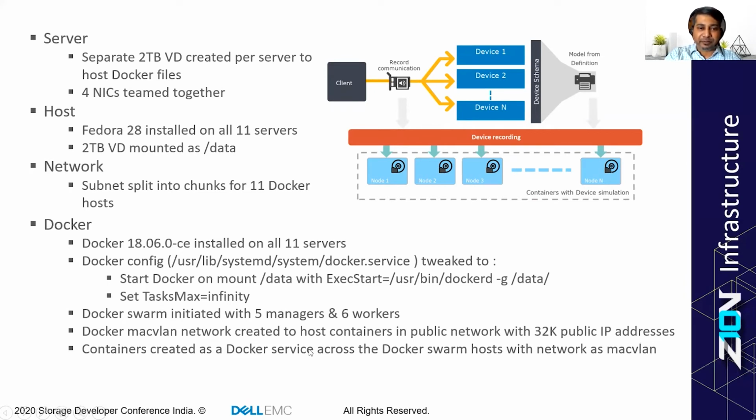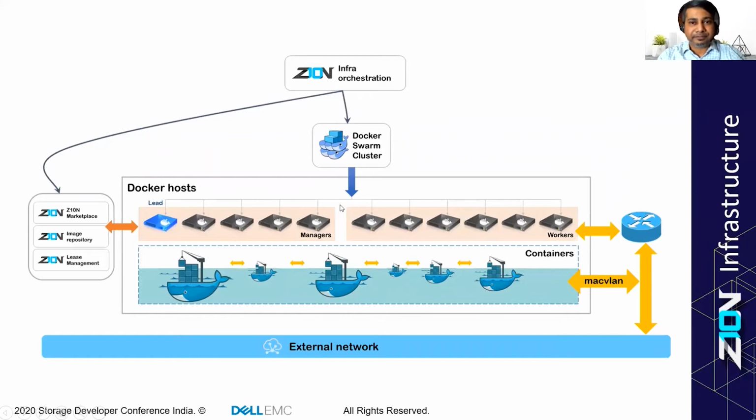Every Docker service that was created had containers in that Docker service using this MAC VLAN network, which had scope over the swarm. So this picture again shows how I've been able to cater to these simulation requirements.